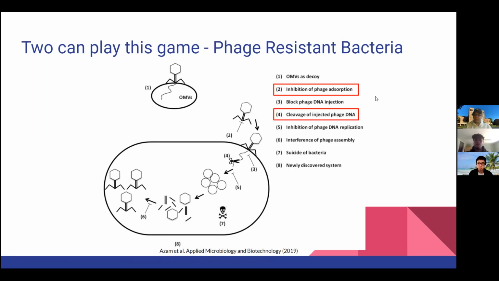Or it can be just evolving a different pathway to coat the proteins in sugar so that the phage cannot bind. And also the cleavage of injected phage DNA. This is important, especially in molecular biology, because this gave us CRISPR-Cas9 and restriction enzymes.